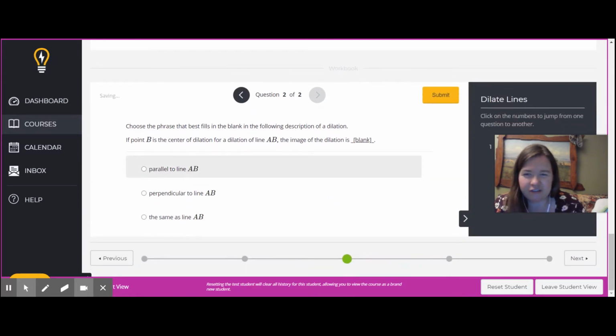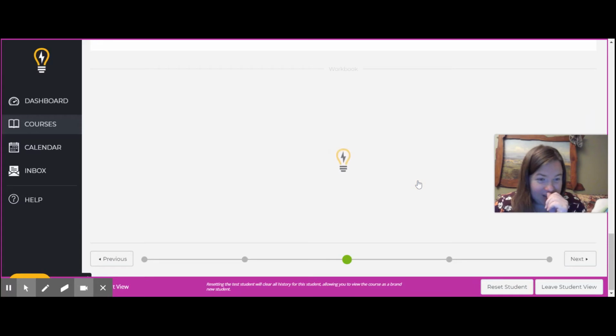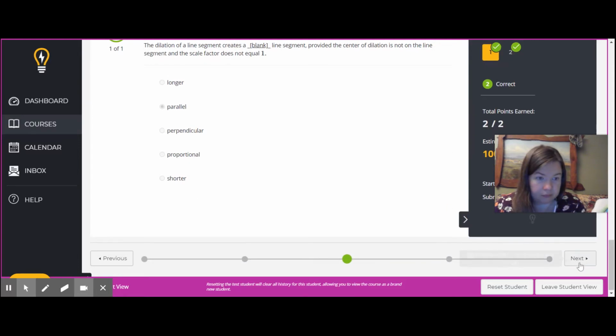Okay, then choose the phrase that best fills the blank in the following description of dilation. If point B is the center of dilation for line AB, the image of the dilation of B is the same as line AB. That's what we're looking for. It's the weird thing. Okay, then we have 20.3, I think, and then a checkpoint, right? Let's check. This is 20.3 and then the checkpoint.